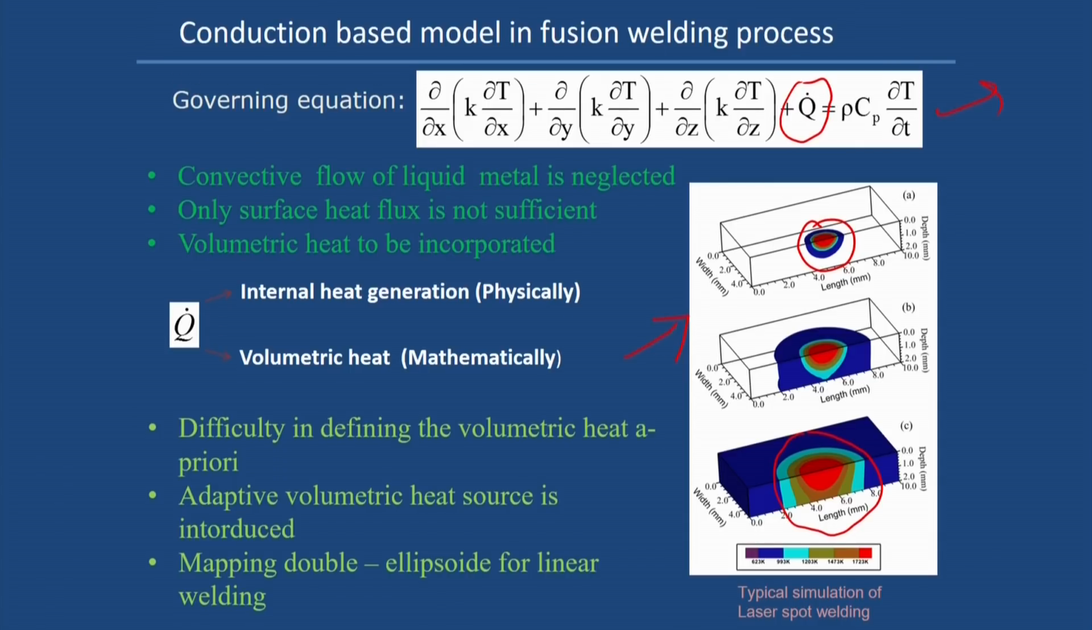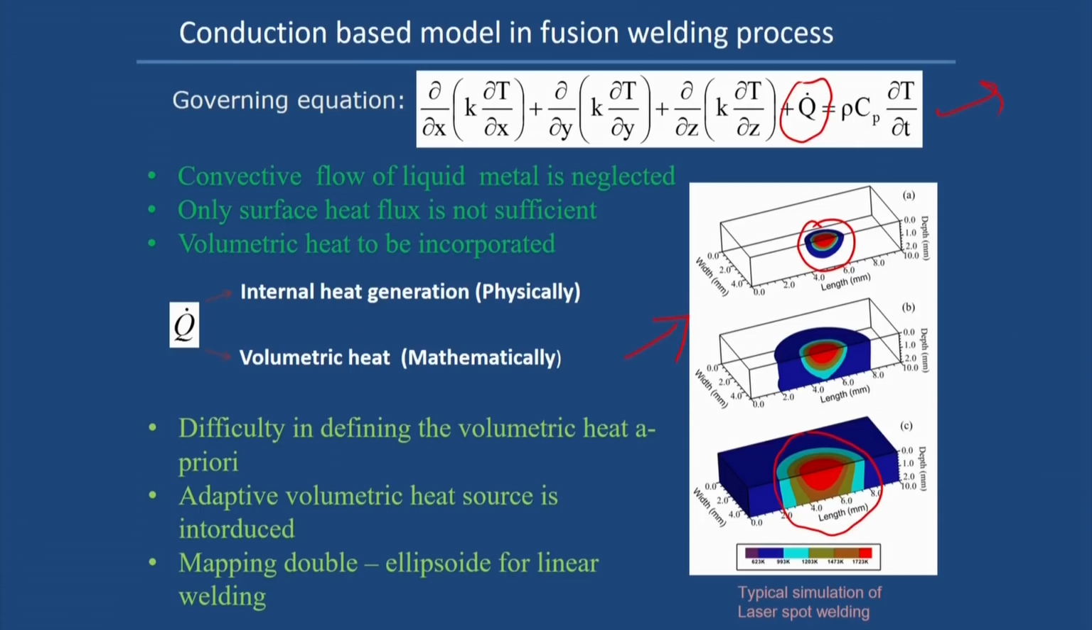The assumption is that convective flow of the liquid metal is neglected here. We know that the liquid molten pool may not be very still, because there are several driving forces, such as arc pressure, and there must be some flow of material within the weld pool. But convective flow of the liquid metal is simply neglected in a conduction based model in the welding process.